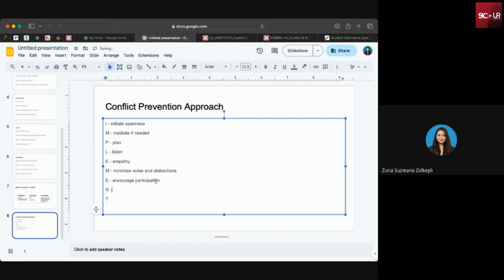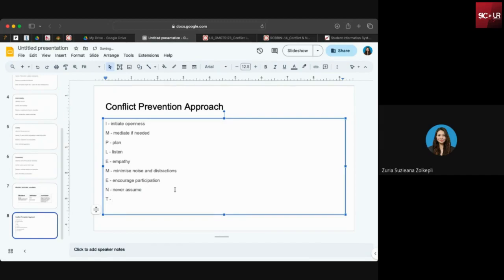Okay, N is never assume. Okay, assumption is very bad, right? Instead of having assumptions, you should ask. Okay, never assume almost everything. And also never assume that we know everything, that we are right at almost everything. Walaupun girls always right. Okay, but in the workplace, we cannot do that. Okay, we are never right every time. Sometimes we are wrong as well. So never assume that we know everything.